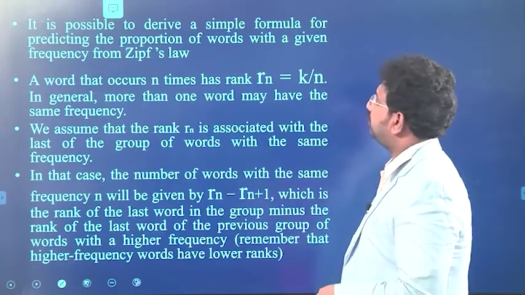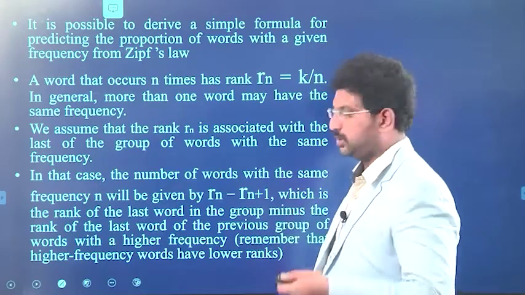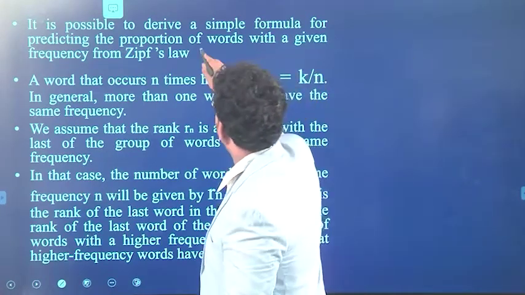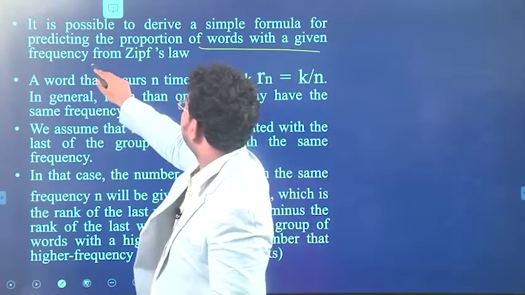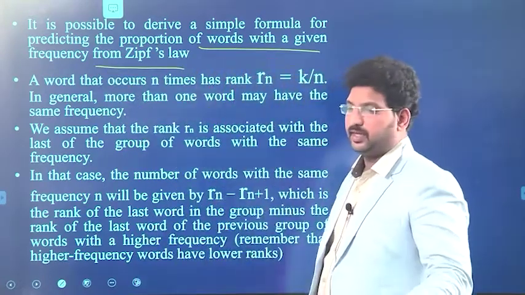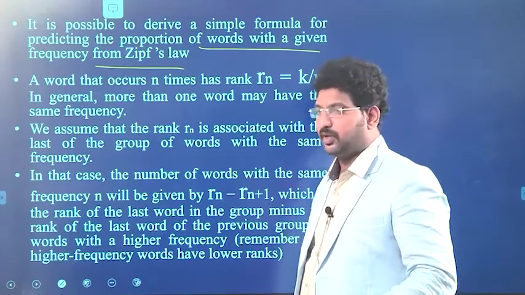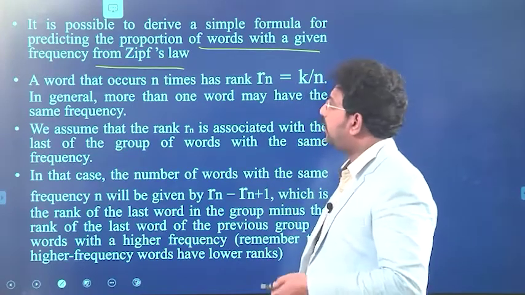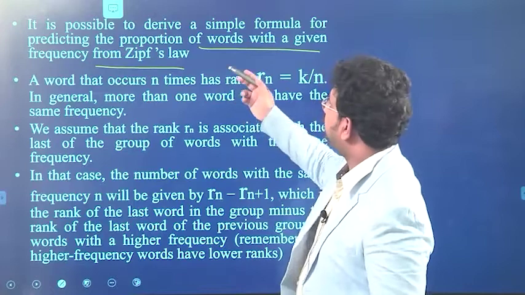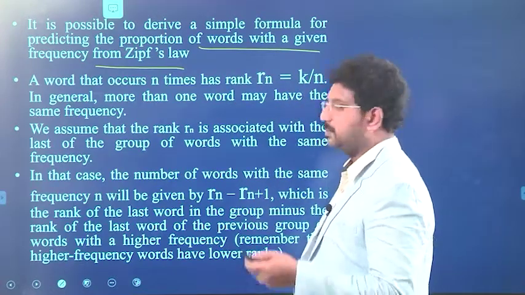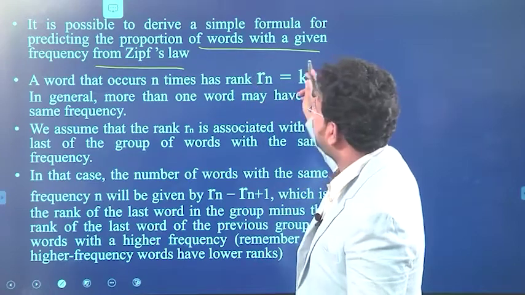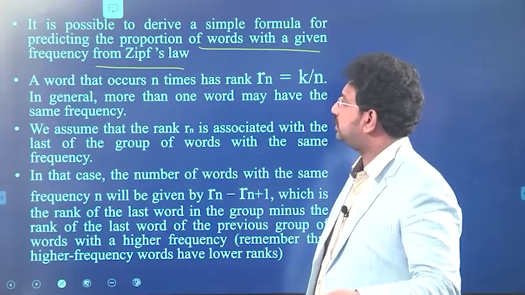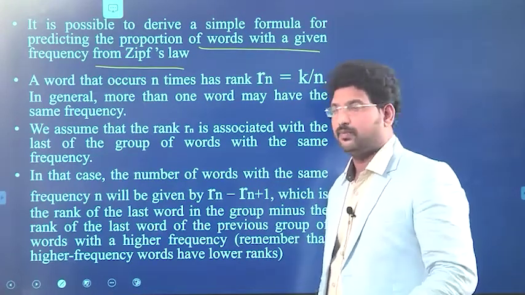And next, if you see some more elaboration about the previous one, it is possible to derive a simple formula for predicting the proportion of the words with the given frequency from the Gibbs law. So we are going to predict some formulas based on the information, that is how it is going to be calculated. So there is some frequency of the words, and accordingly you are going to predict the value.